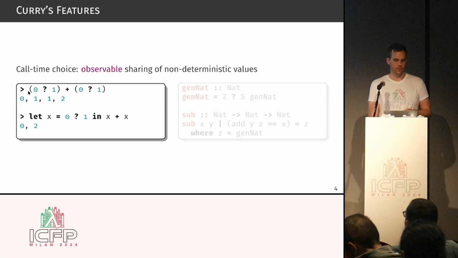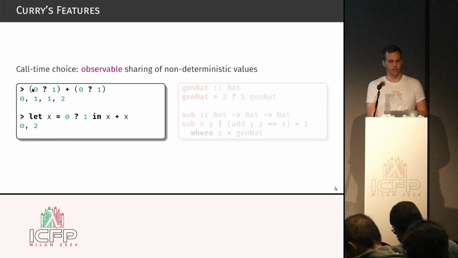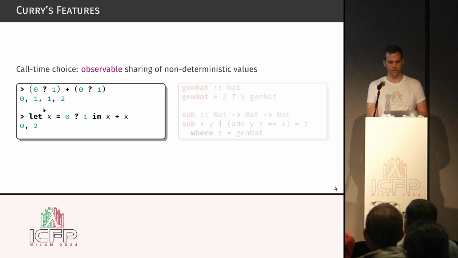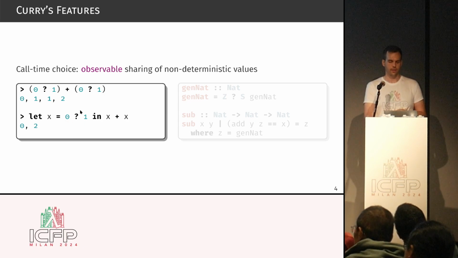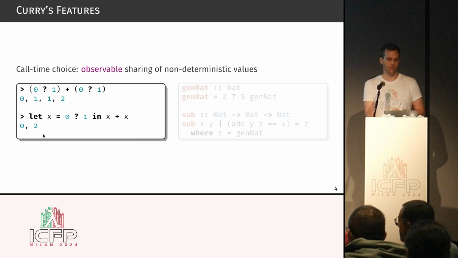For example, here you add two independent choices. So the question mark operator is the non-determinism operator. So it makes a difference whether you add two independent choices between 0 and 1. Then you get basically 0 plus 0, 0 plus 1, 1 plus 0, and 1 plus 1. Or when you share this choice, you only get two results.